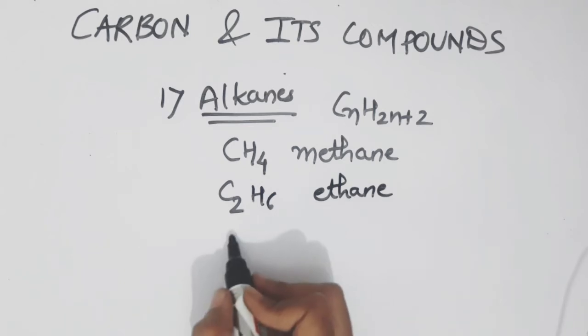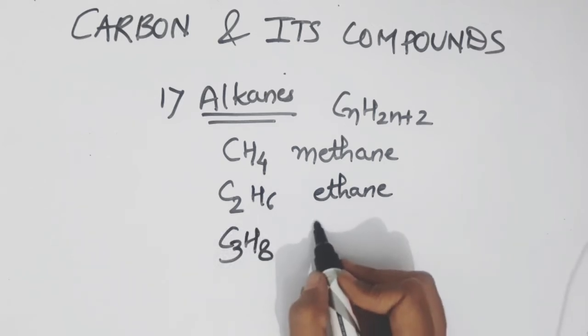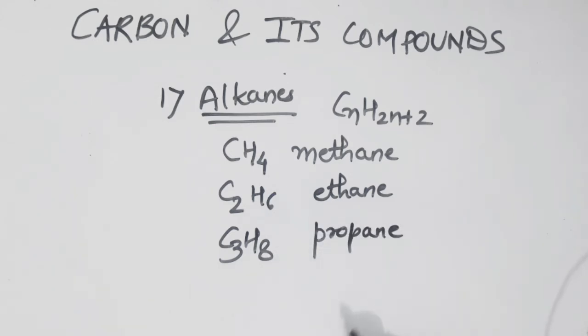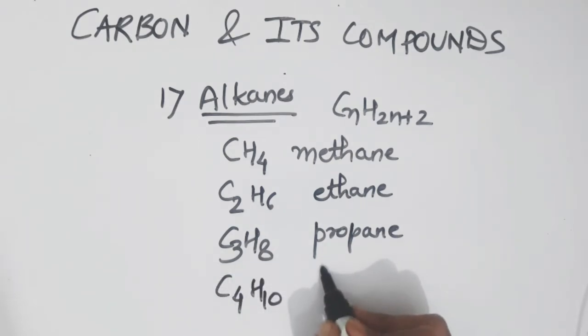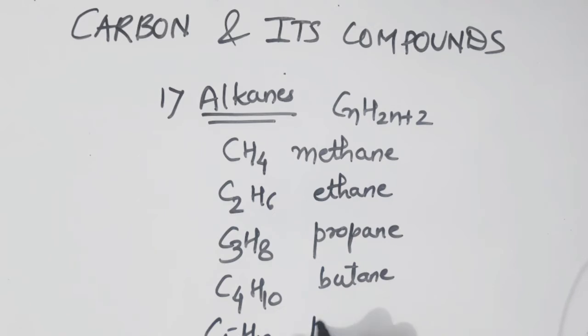When you put n equal to 3, you will have C3H8, this is propane. You will have to learn by heart these names of alkane. Now, for C4, we will have H equal to 10 and this is known as butane. Then you have C5H12, this is pentane.